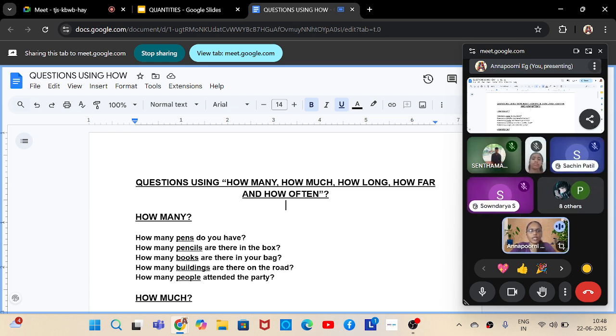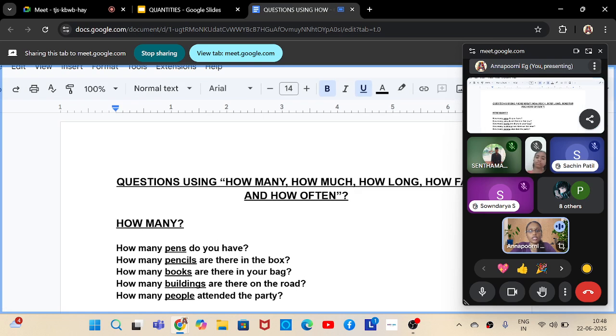Okay, so you already know where to use how, where to use what, where to use when, etc. Now let us see what are the uses of how many, how much, how long, how far, how often. See, how many is always used with countable nouns. Okay, how many is always used with countable nouns. How much is always used with uncountable nouns. Many, much difference padichom. We saw the difference, right? For much and many. Similarly, how many is for countable and how much is for uncountable nouns.